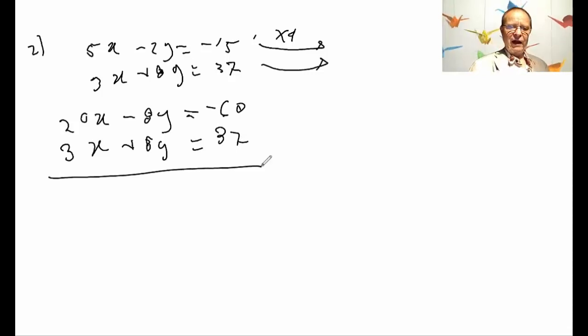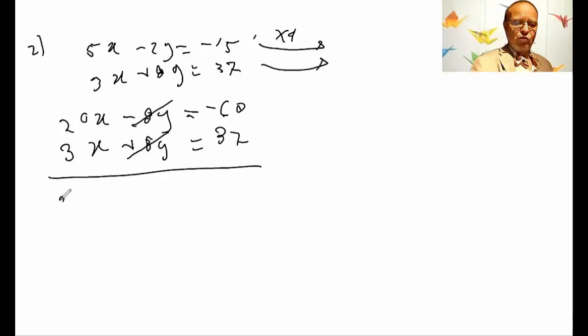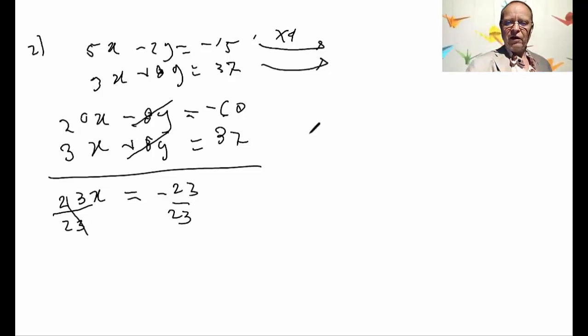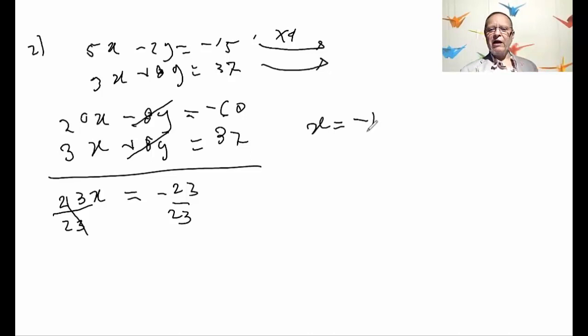So now I can add them up, and if you notice, the y's will cancel out, and then I'm left with 23x is equal to negative 23. And then I divide by 23, and then I find x is equal to negative 1. So now I have one of the coordinates.